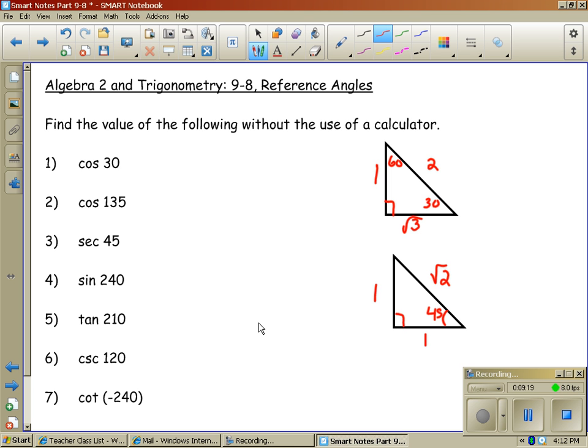Let's do the first one. Cosine of 30. Cosine is adjacent over hypotenuse. Straightforward.